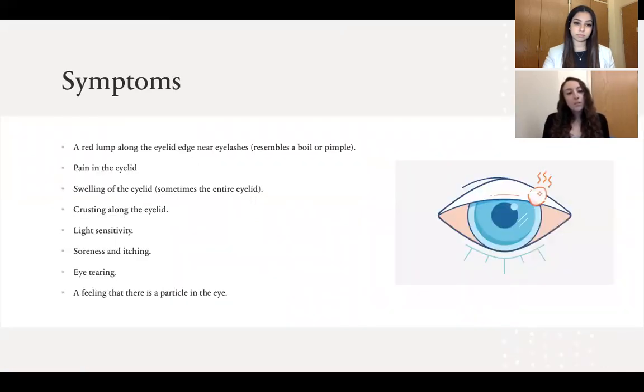The symptoms of a stye are a red lump along the eyelid edge near eyelashes, pain in the eyelid, swelling of the eyelid, crusting along the eyelid, light sensitivity, soreness and itching, eye tearing, and a feeling that there's something in your eye.